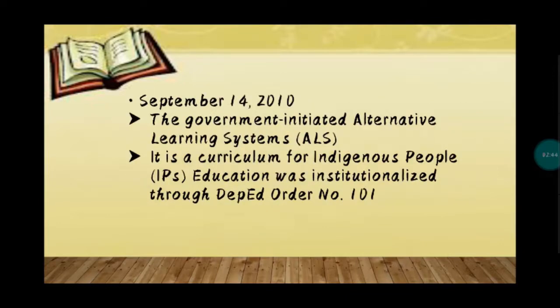So on September 14, 2010, the government initiated the Alternative Learning System or ALS. It is a curriculum for indigenous peoples or IPs. Education was institutionalized through DepEd Order Number 101. But it also moved multilingual policies and awareness of the importance of language in education from only the formal sector to the non-formal sector. Institutionalization of MTB-MLE or Mother Tongue-Based Multilingual Education.